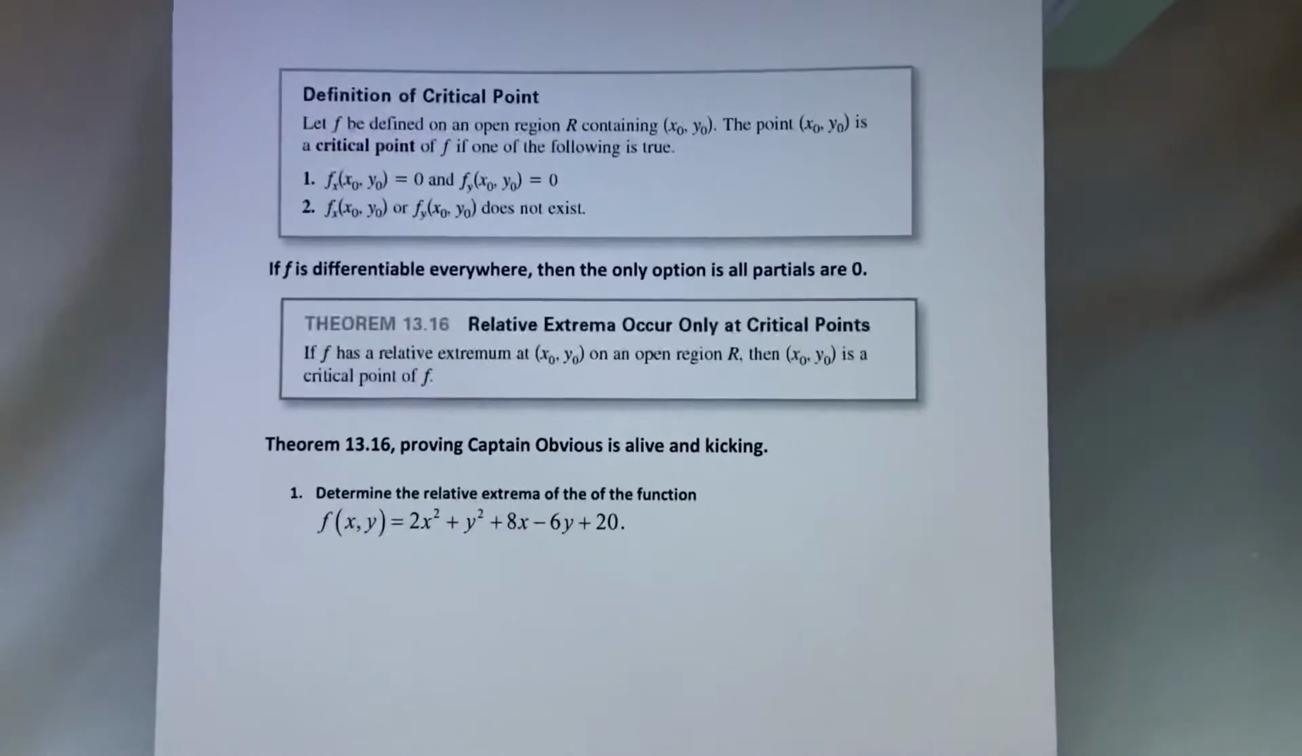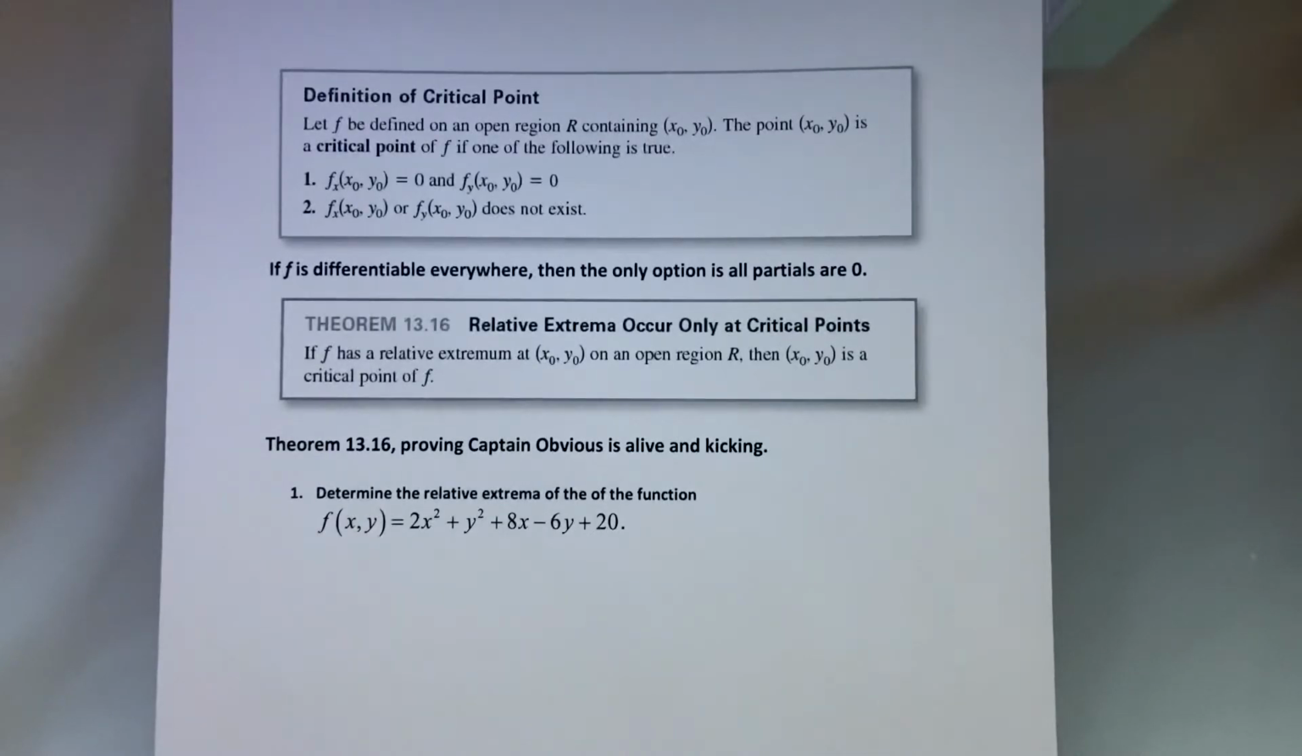So here's that in more clear terms. Definition of a critical point. Let f be defined on an open region. The point is a critical point if one of the following is true: the partial derivatives with respect to x and y are both 0, or one of them does not exist. If f is differentiable anywhere, option 2 isn't possible, so it's only that both of them are equal to 0.